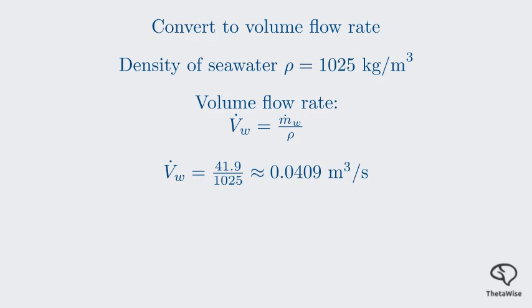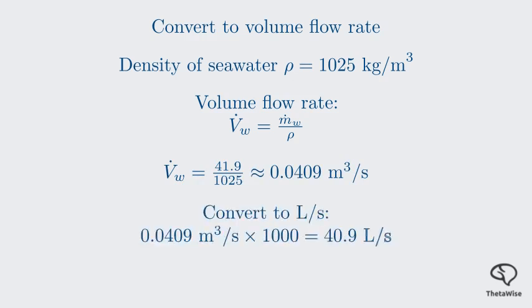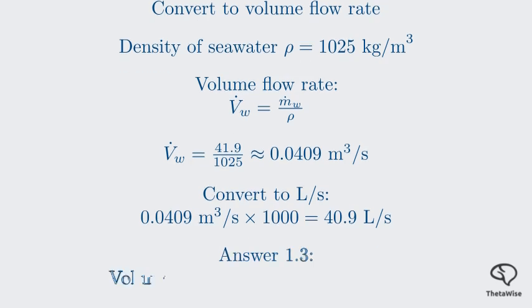0.0409 cubic meters per second. Now, to get the answer in liters per second, we multiply by 1,000, since there are 1,000 liters in 1 cubic meter. This gives us a volume flow rate of about 40.9 liters per second. Rounding to a whole number, we get 41 liters per second.